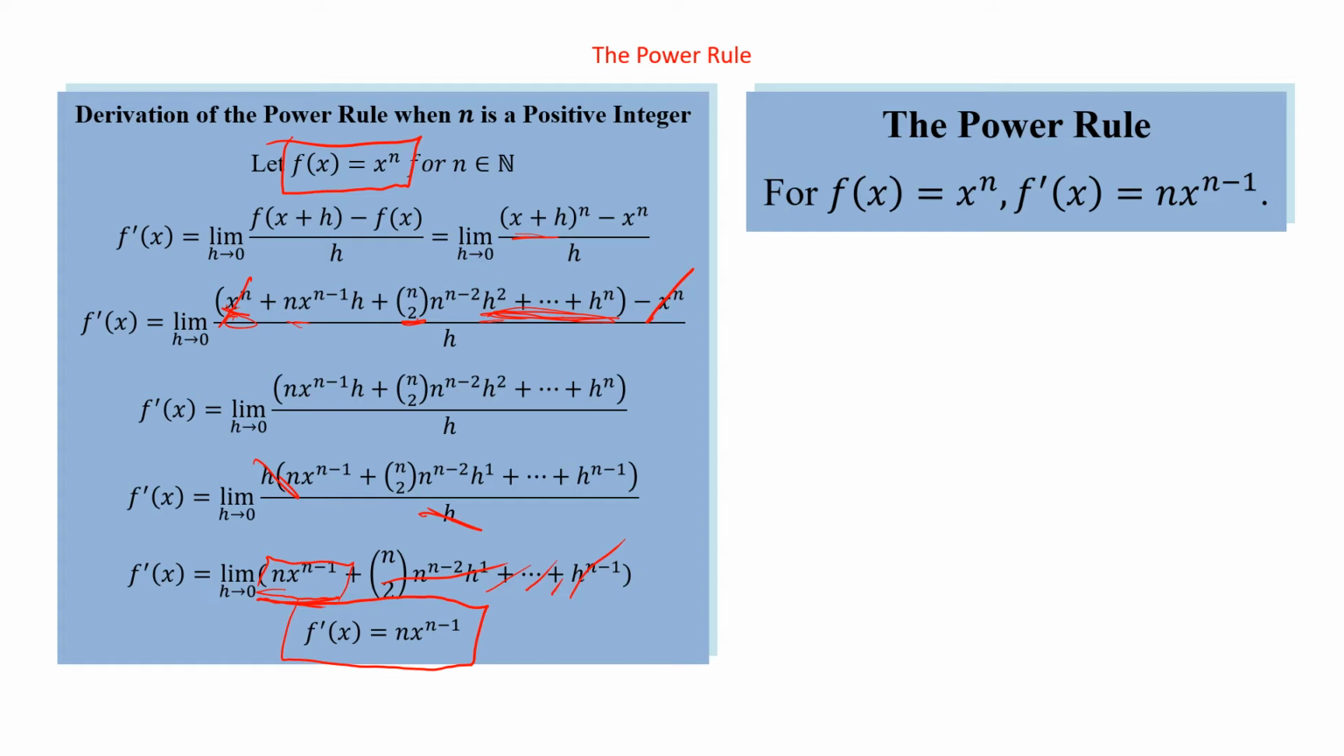So the power rule: for f of x equals x to the n, f prime of x equals n times x to the n minus 1. To take the derivative of x to a power, we're going to move the power out front and then subtract 1 from that power. So if we were looking at, say, f of x equals x to the 6th, f prime of x will equal 6 x to the 5th. It's easy as that.